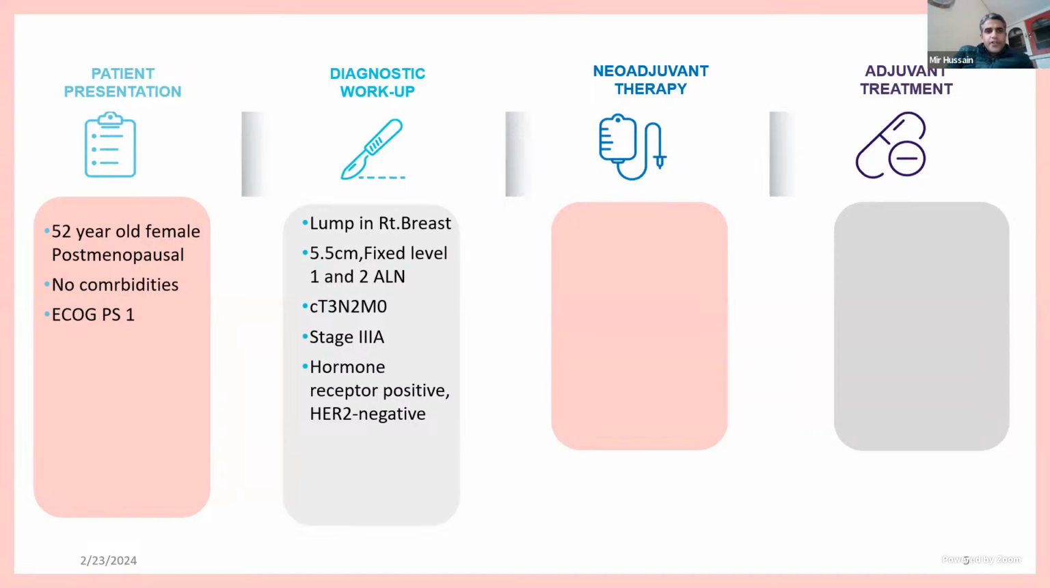So we had a 52-year-old female. She was postmenopausal. She had no comorbidity, fit. She presented with a lump in her right breast. This was around 5 centimeters. Along with it she had a fixed axillary lymphadenopathy, and this was clinically T3N2. Her staging workup was done with CT chest, abdomen, pelvis, and bone scan. They were all negative for any metastatic disease. She was hormone receptor positive, HER2 negative. So this will be a general comment. Do we need to do any additional testing at this stage of breast cancer with this molecular profile?